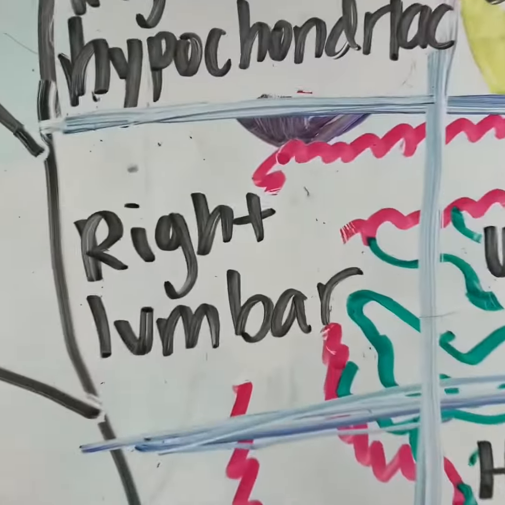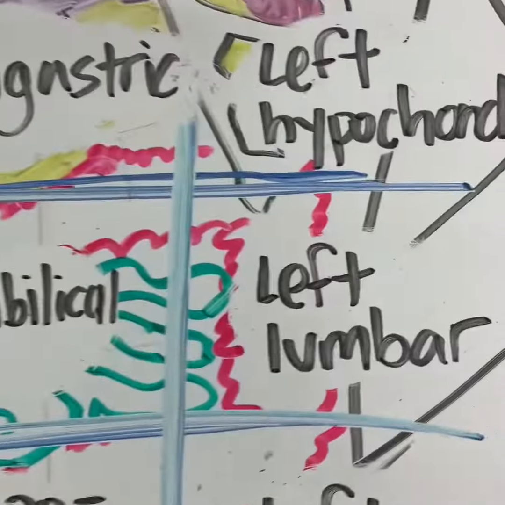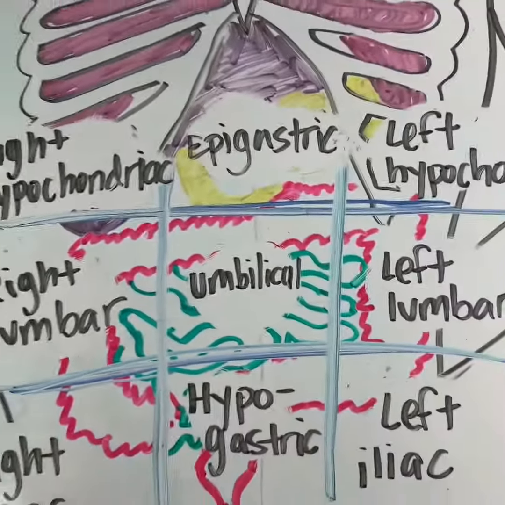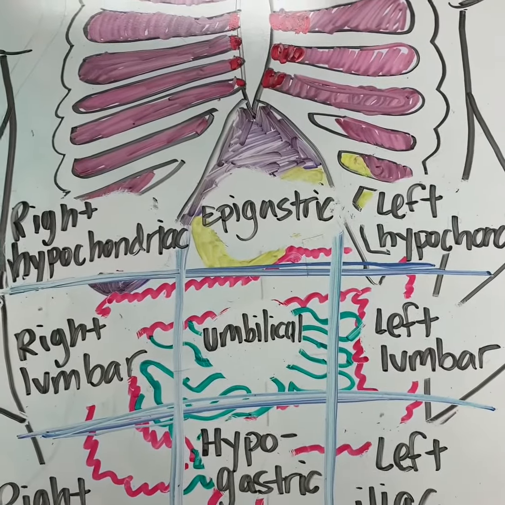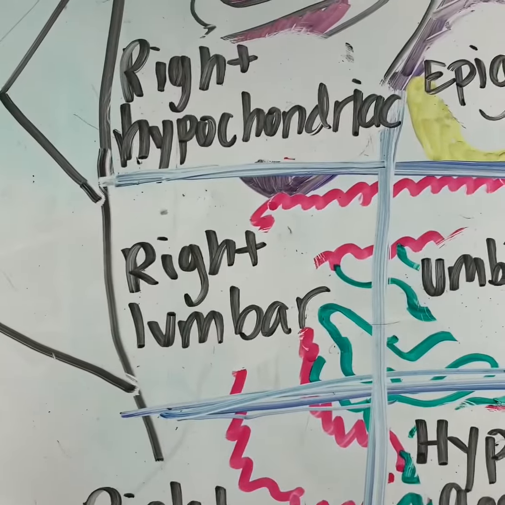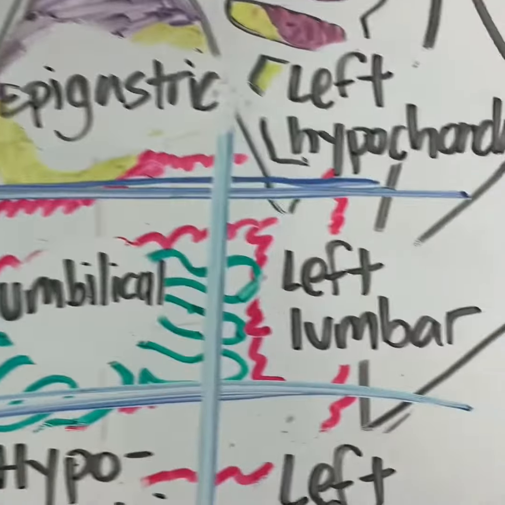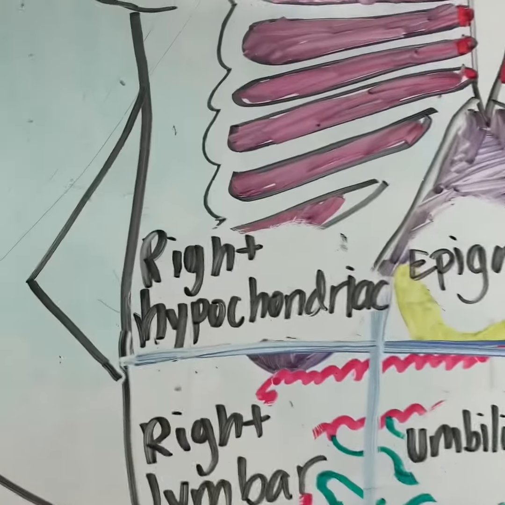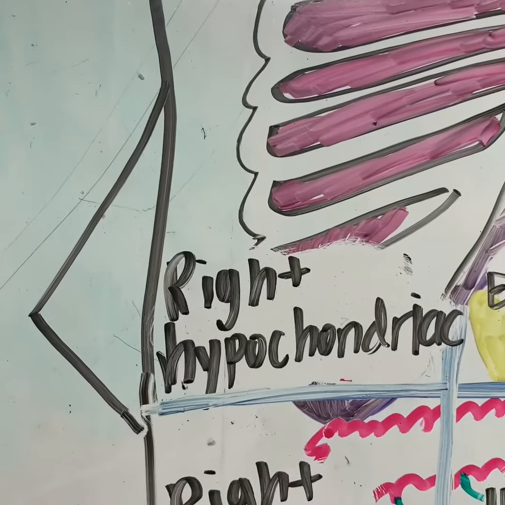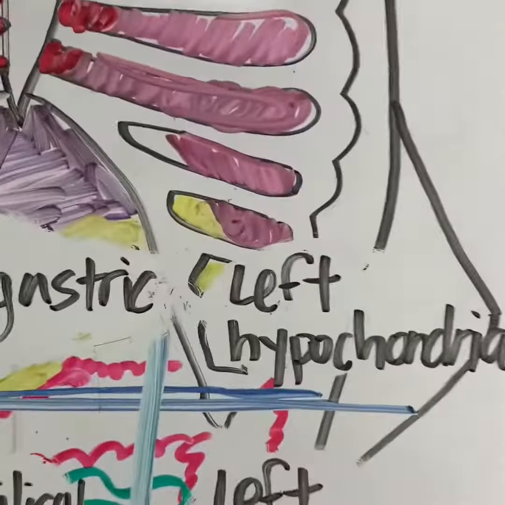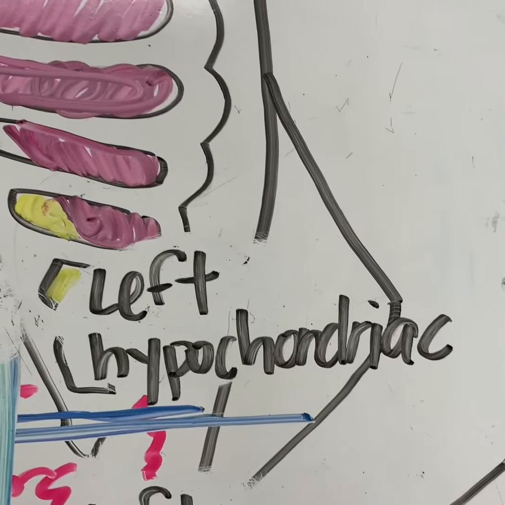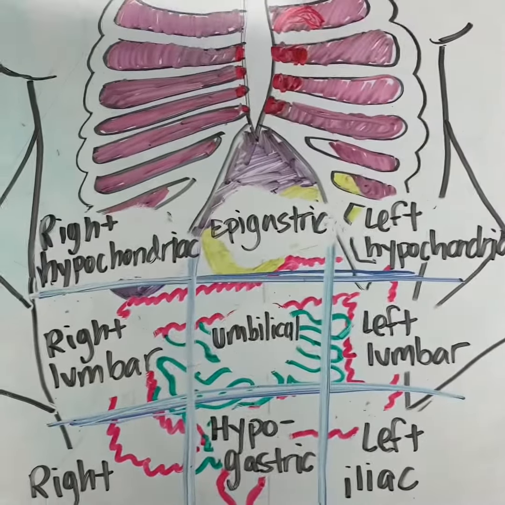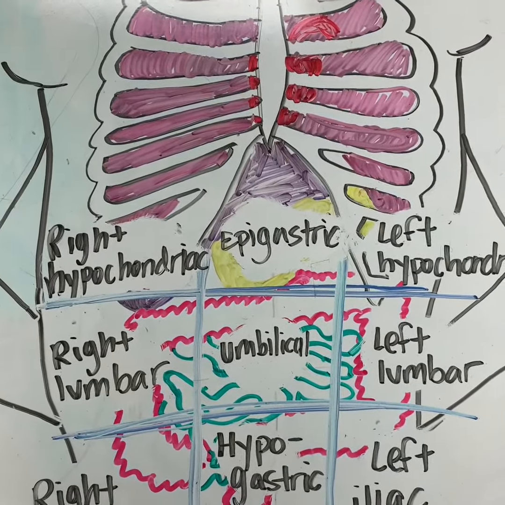The lumbar regions, named for their sides, the left and the right lumbar regions, are going to be lateral to the outside of the umbilical region. The lumbar region is between the ribs and the flaring portions of the hip bones. The hypochondriac regions are going to be lateral to the epigastric regions and named for the side of the body that they're on. These are going to overlie the lower ribs.